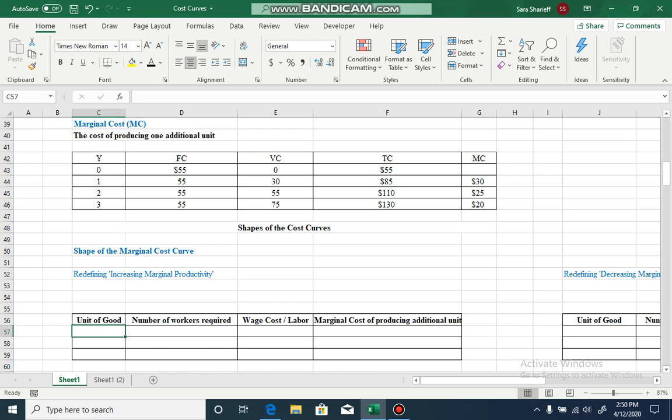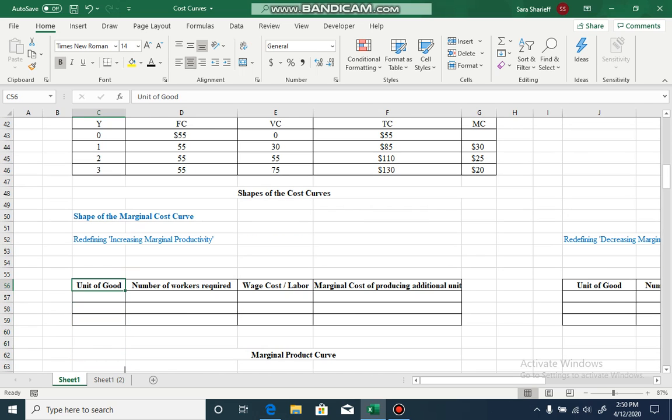तो यहाँ पर in order to draw the marginal cost curve, you need to recall the concept of marginal productivity. Here I am redefining increasing marginal productivity. Until now I have been telling you increasing marginal productivity का क्या मतलब था? That every time a new worker was hired, more and more additional output was produced. And why was it happening? Because of specialization. The arrival of a new worker was making the previous workers more productive. Along with the new worker, previous workers were also getting more productive.